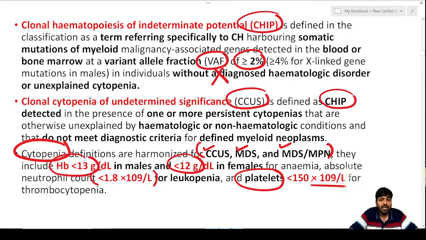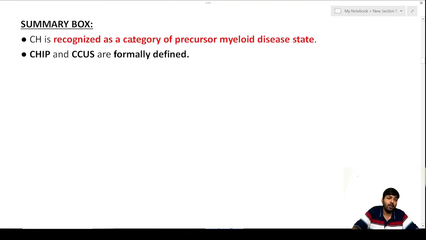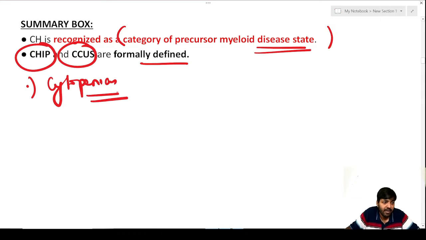What is CHIP? What is CCUS? What are the cytopenia cutoffs in case of CCUS, MDS, MPN? Okay. So in summary, clonal hematopoiesis is recognized as a category of a precursor myeloid disease state. This wasn't there before, but now it has been formally defined. Then CHIP and CCUS have been formally defined, and lastly cytopenia cutoffs have been given for the above conditions, including MDS, MPN.